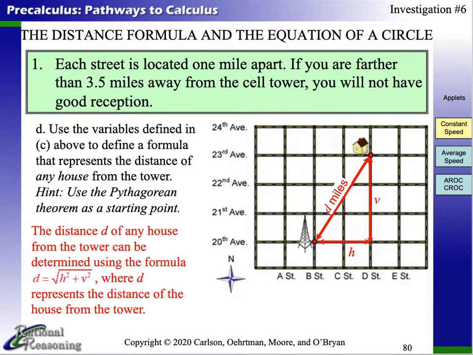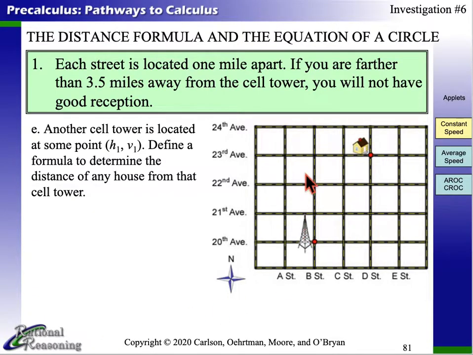Okay, so once we have our H, the distance for any house is their horizontal distance from the tower plus their vertical distance squared towards the tower, take the square root, and that will give us our distance. And what we're going to do is we'll set it up so that our distance is less than 3.5, and that's going to give us the circle where we have good reception.